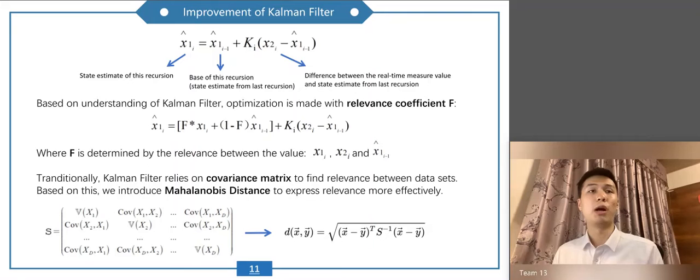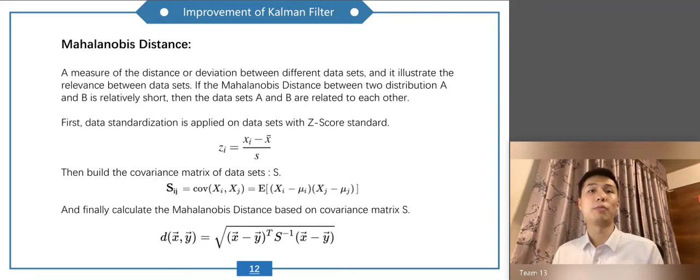And we introduce Mahalanobis distance to express the relevance more efficiently. Mahalanobis distance is a measure of the distance or deviation between different datasets, which illustrates their relevance. If the data points are close to each other, then the datasets A and B are related. First, we can use this score to standardize the data and then build the covariance matrix.